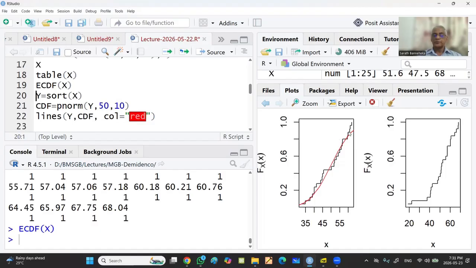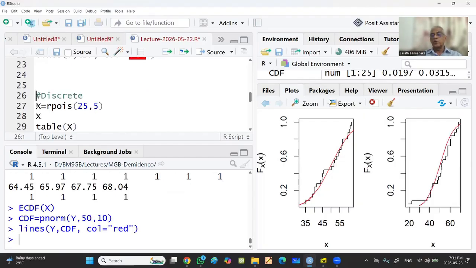Earlier, it was this. To compare with the theoretical one, again I will get the same theoretical CDF and draw it on top of this. These two red curves are the same in both graphs, but the step functions are different. Here, this is the empirical cumulative distribution function obtained from the first data set. This is the empirical cumulative distribution function obtained from the second data set. So you can see that they are not the same, they are different.